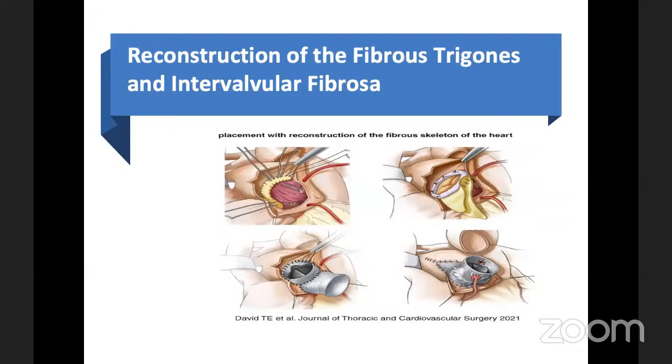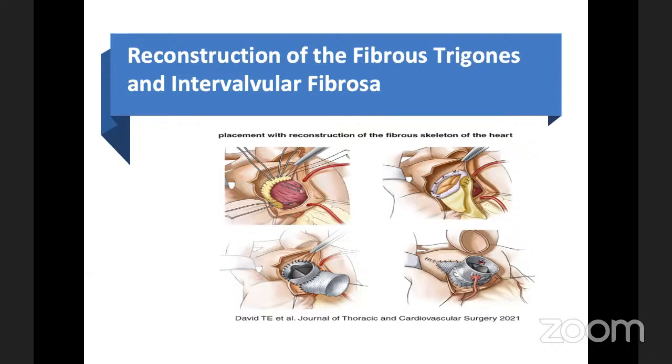Finally, the reconstruction of the fibrous trigone and intervalvular fibrosa. In the case of extension of prosthetic valve endocarditis into the intervalvular fibrosa or fibrous trigone, maybe we have to replace both the mitral and aortic valve. This usually occurs in the setting of prosthetic valve endocarditis affecting both the aortic and mitral valve. Reconstruction of the intervalvular fibrosa as well as replacement of both the aortic and mitral valve are required in these circumstances. The fibrous trigone may be reconstructed with pericardium.